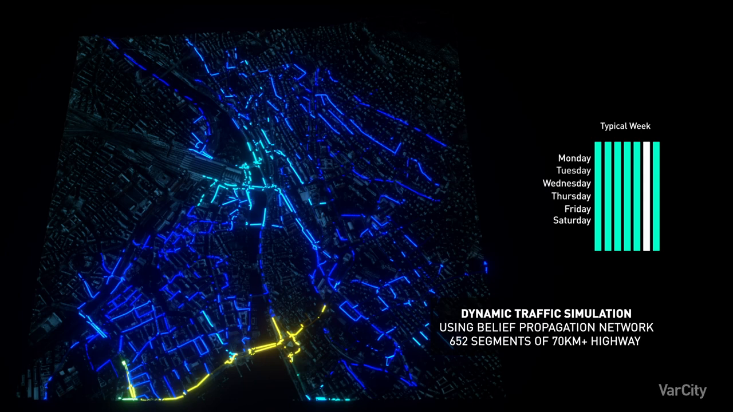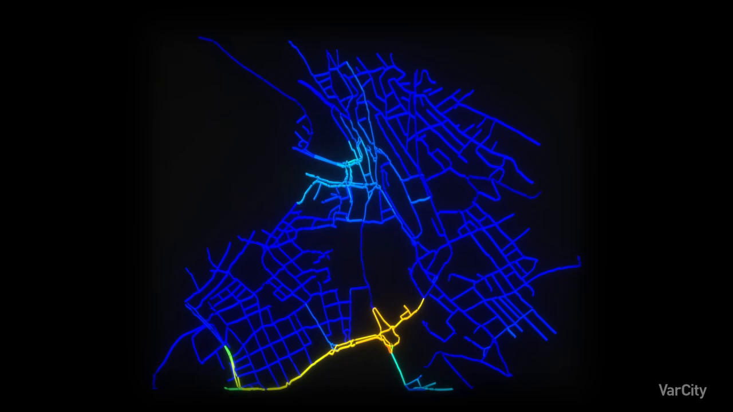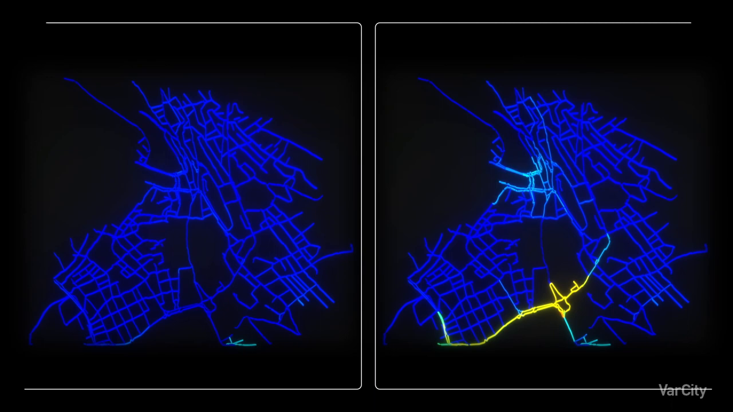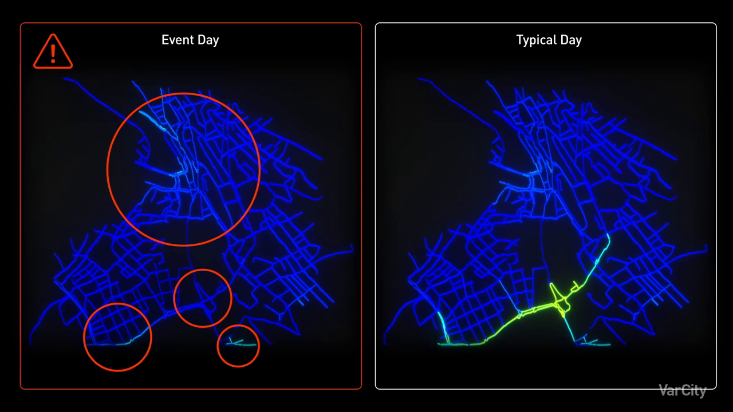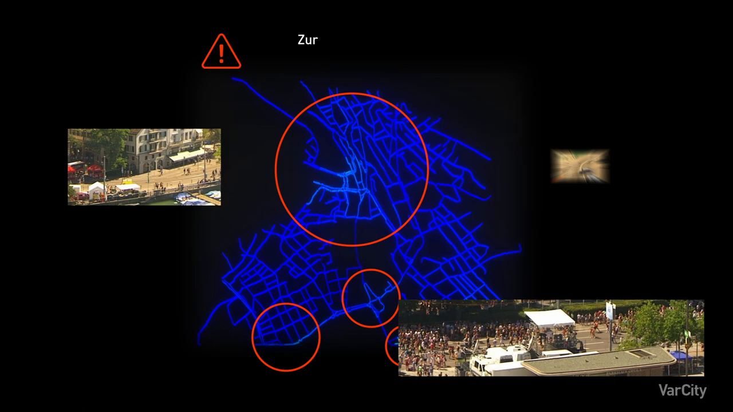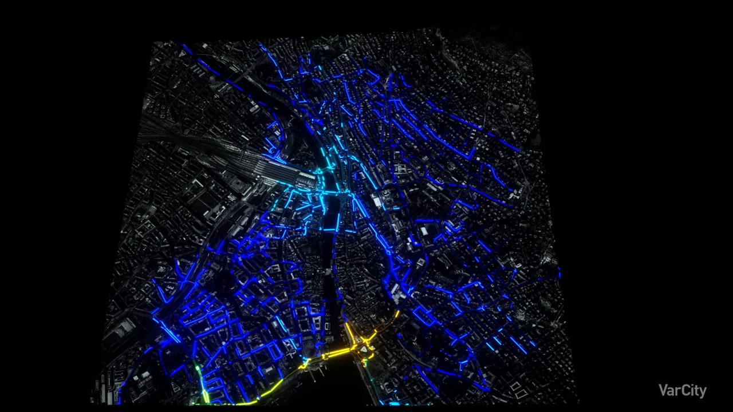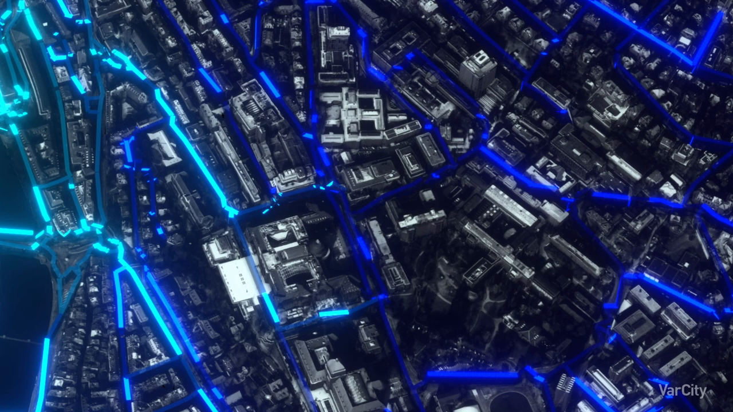Now that we have a model of typical traffic, we can also detect deviations from expected behavior. For example, our technology can immediately alert users when a road is closed or when an event is happening. Here we show such behavior where a typical social event is taking place in the city center. This technology can be taken to any level of detail, provided data is available.